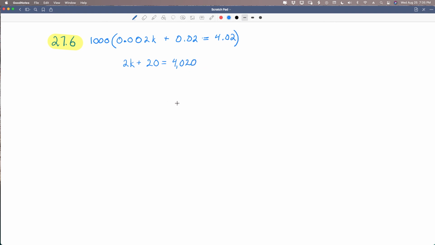Now we can solve the problem pretty readily. We're just going to subtract this constant from both sides. That's going to give us 2K here and 4,000 here. Now we're going to divide both sides by 2. K is equal to 2,000. Pretty straightforward, pretty easy. So if you got 2,000 for K, then you solved the problem correctly.